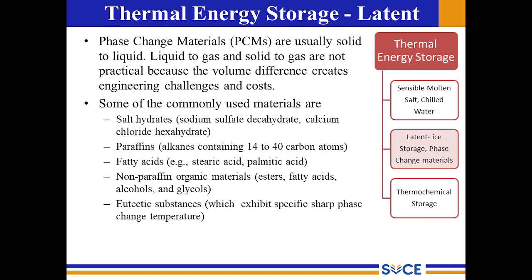Some of the commonly used phase change materials are salt hydrates, paraffins, fatty acids, non-paraffin organic materials, and eutectic substances. So overall, if we see the categorization, it is organic substances, inorganic substances, and eutectic substances. Organic substances refers to your paraffins, non-paraffins, and fatty acids. Your inorganic corresponds to your salt hydrates, and the last one is your eutectic substances. Under eutectic substances, you have again organic and inorganic substances.